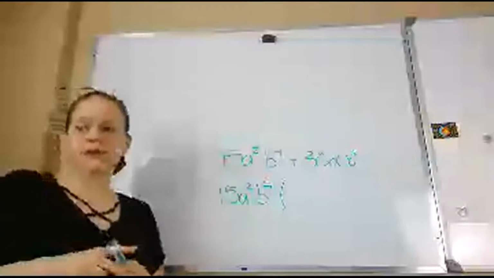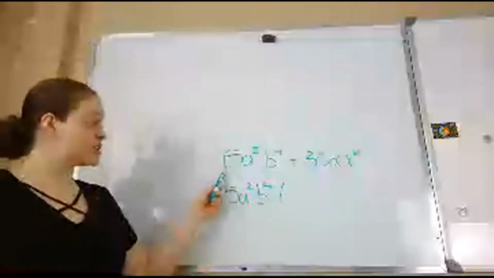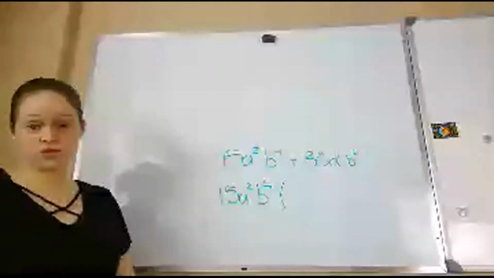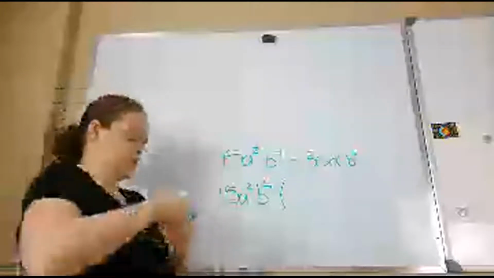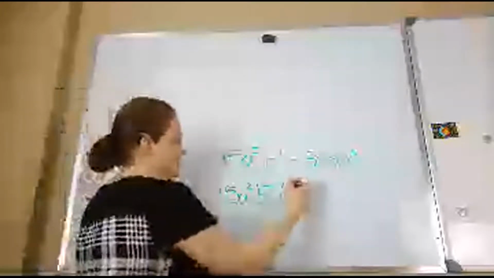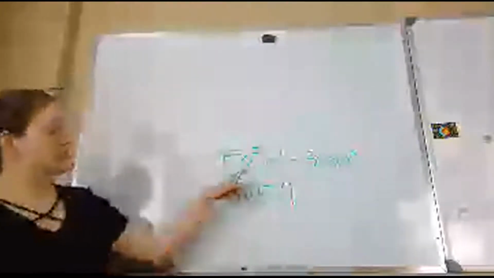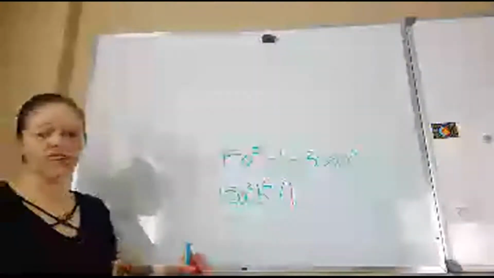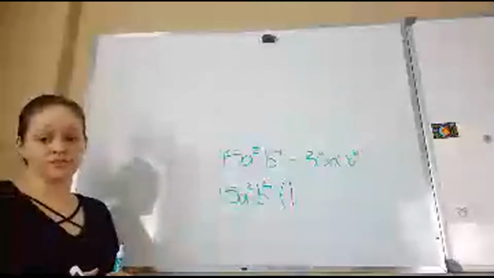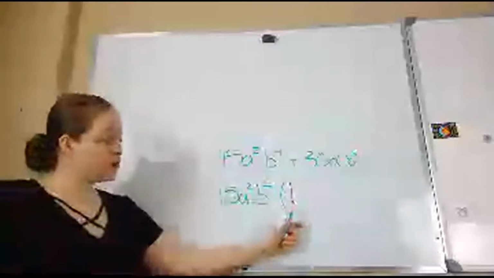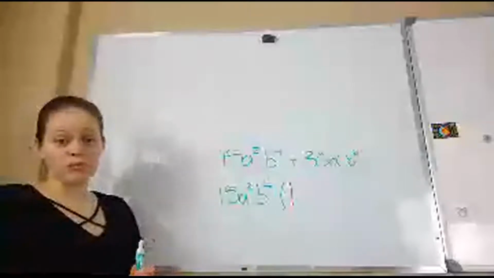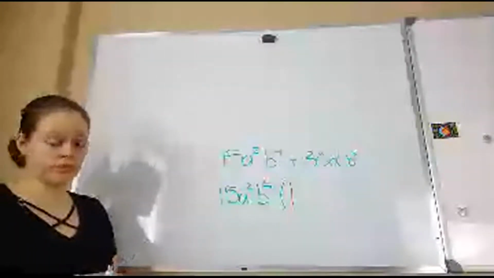Okay, and then I ask myself, what times 15 will give me back 15? It's 1. And then the a squared, I already have a squared, and I already have b to the 4, so I only have to put 1 there. Because when I multiply this by 1, I'm going to get back the exact same thing, which is what I want for my first term. Okay?